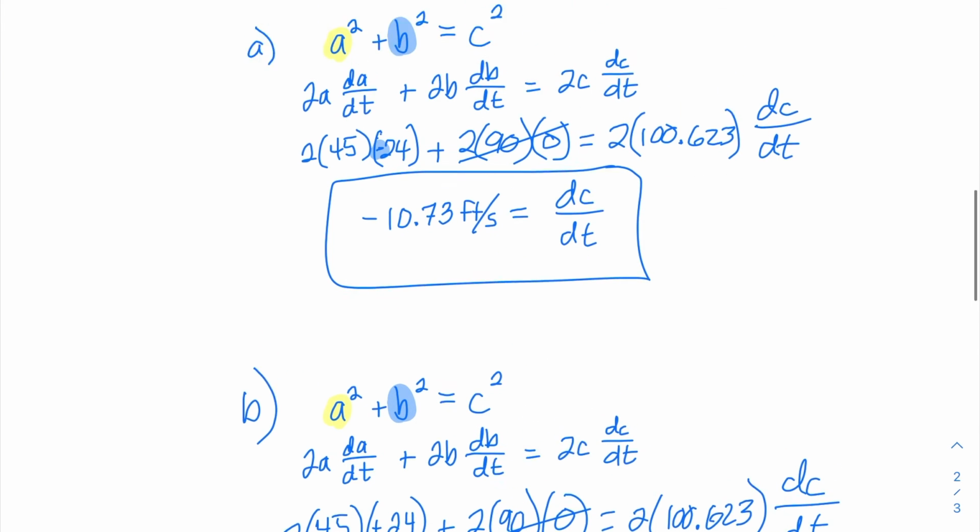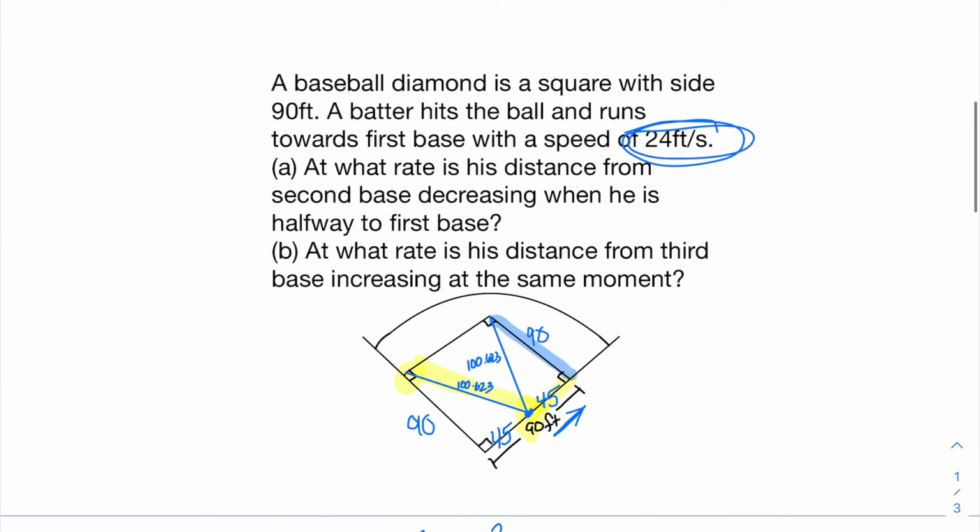So that's parts A and B for this question about a runner halfway to first base on a baseball diamond going 24 feet per second.